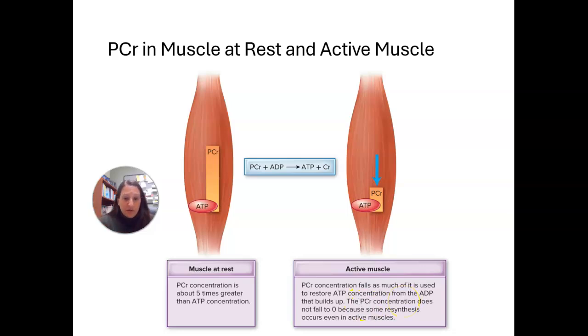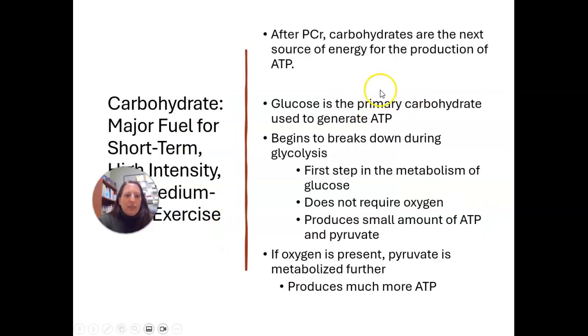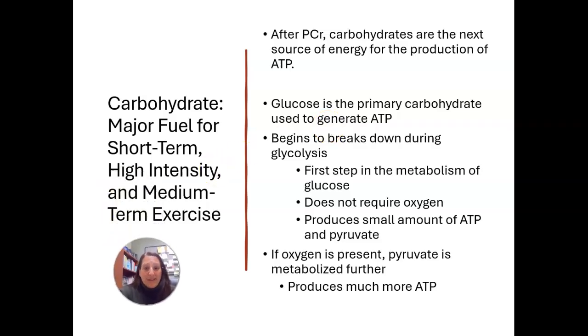So this is going to be your first source to regenerate some ATP. Then we run out of that. After phosphocreatine is depleted, and it will be continuously made, but as it starts to be depleted, carbohydrates are next on deck. Phosphocreatine will be produced and replenished, but not enough to maintain exercise. So we turn to carbohydrates, and we know that glucose is the primary carbohydrate that's used to generate ATP.